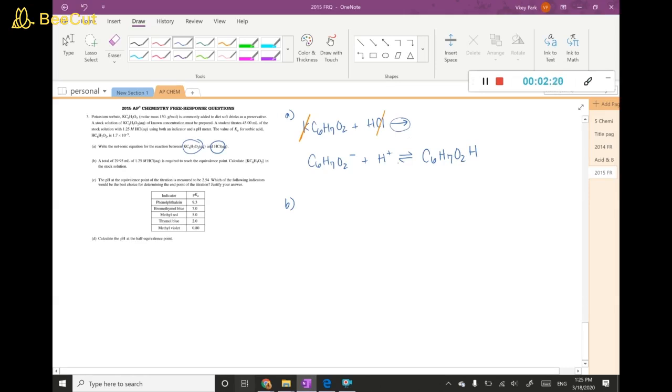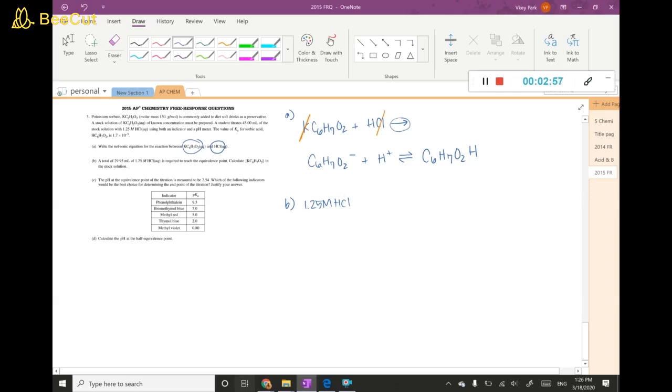All right, B. A total of 29.95 milliliters of 1.25 molarity HCl is required to reach the equivalence point. Calculate the concentration in the stock solution. So let's start out with trying to understand what equivalence point means. Equivalence point means that I have the same number of acids to bases, right? So if I start out with 1.25 molarity of HCl, I need to figure out the moles of HCl so that is the exact same number of moles of the base that I have, right?